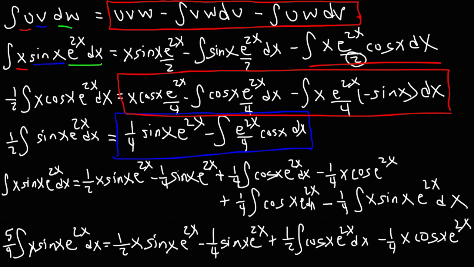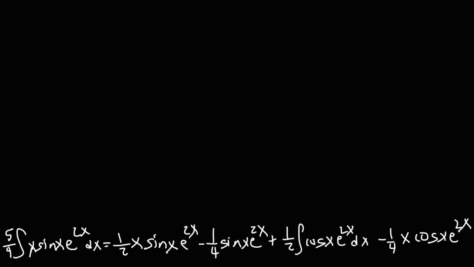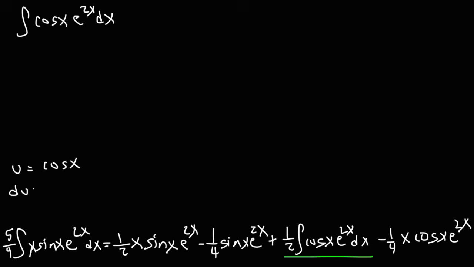So now let's eliminate this, and let's focus on this integral. The integral of cosine x e to the 2x dx. We'll deal with the 1/2 later. So we're going to make u equal to cosine x. So du will be negative sine x dx, and dv is e to the 2x dx, so v is going to be e to the 2x divided by 2.